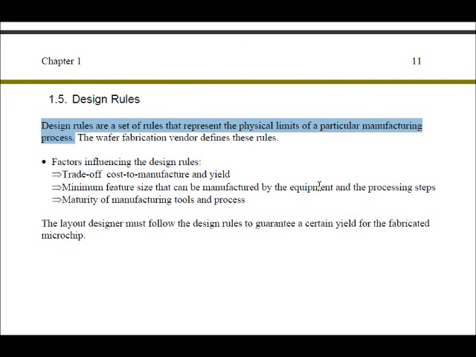The design rules are a set of rules that represent the physical limits of a particular manufacturing process. Each design rule would specify the geometric and connectivity restrictions in a semiconductor process. Now, these restrictions are necessary to ensure that after fabrication, most of the chips are working. Now, the semiconductor manufacturing process is not a precise process. It is subject to lots of variances, as we will see shortly.